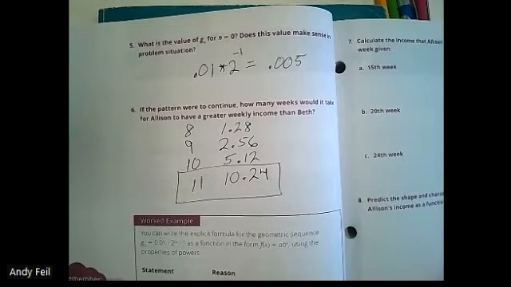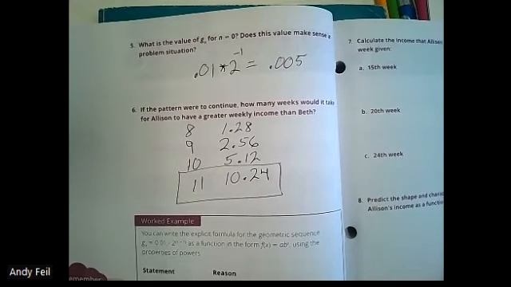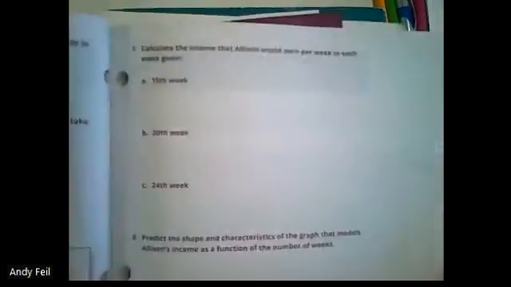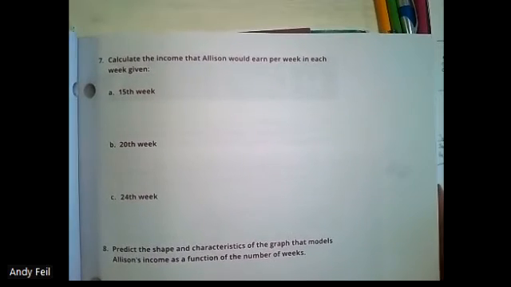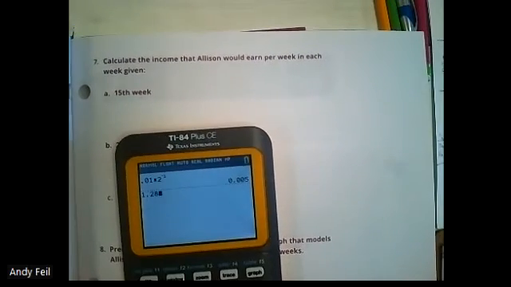Everybody said Allison was silly, right? Well, now you're going to see that Allison was not silly. Turn to the next page. Calculate the income that Allison would earn each week of the week given. 15th week. So here we go.